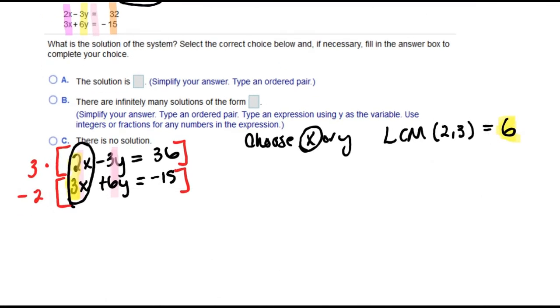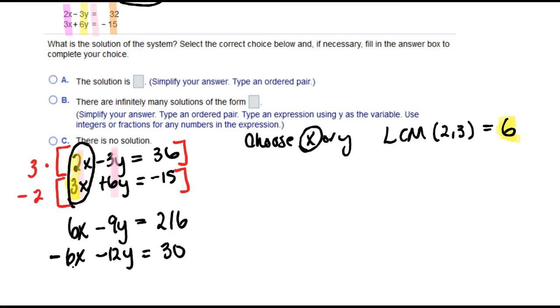So let's multiply that 3 by every term in the first equation. That becomes 6x minus 9y equals 36 times 6 is 216. Negative 2 times 3x is negative 6x. Negative 2 times 6y is negative 12y. Negative 2 times 3 is a negative 6. Okay? And negative 2 times negative 15 will be a positive 30.